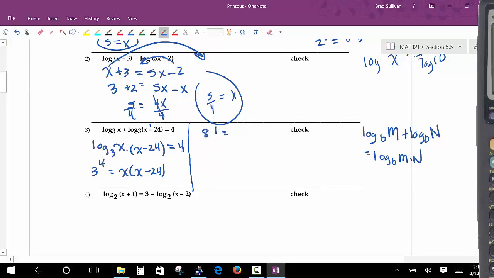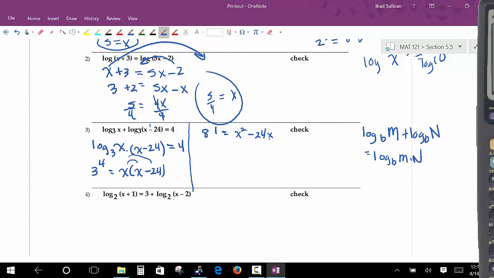Okay, and then we're going to just bring this down, and we're going to go ahead and do a distributive property. So that's going to be x to the 2nd minus 24x. Okay, any questions so far? Okay, what do we have? We have a quadratic equation. How do you know it's a second power? So what do I need to do?